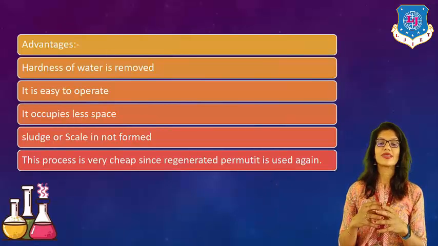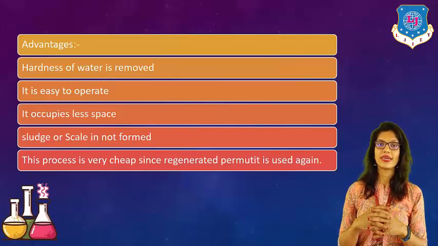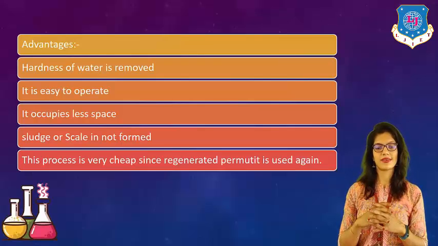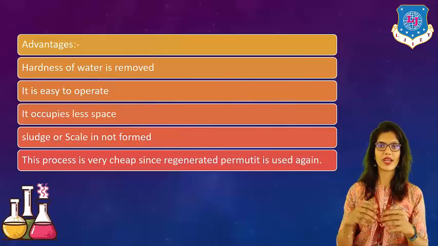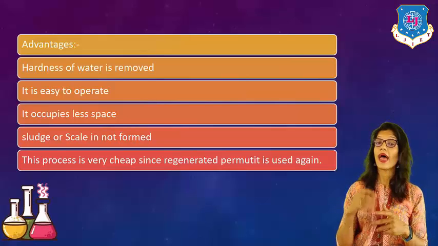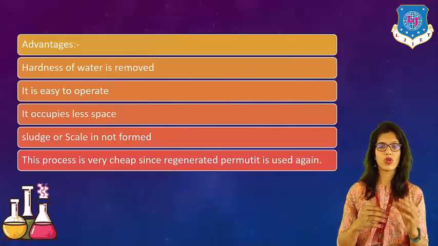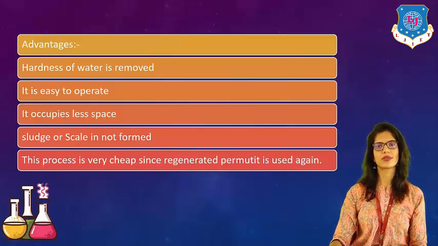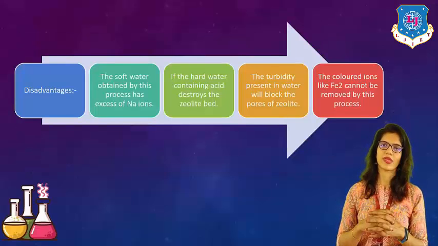Now let's see which are the advantages. So hardness of the water can be removed. It is very easy to operate. It occupies very little space. Sludge and scale are not formed, so we don't have to think about where to dispose of them. And once we use zeolite, we can regenerate it and use it again in another process.